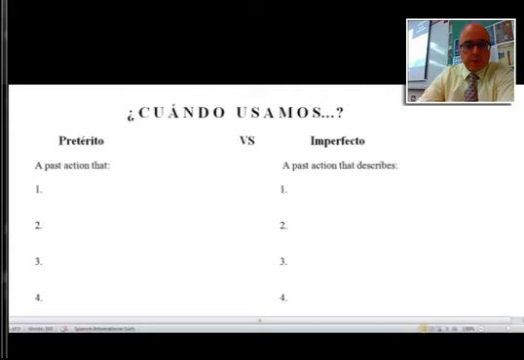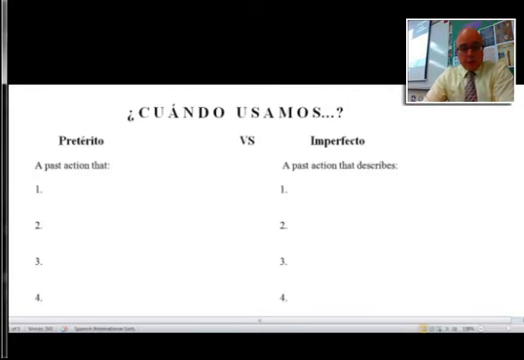Hola chicos, these are your notes for when to use the preterite and when to use the imperfect. After taking these notes, you will know in what instances we use the preterite, in which instances we use the imperfect, and what trigger words we should be on the lookout for when we're reading our sentences. Let's begin.